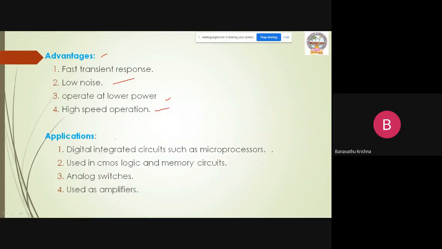And the applications of the MOSFET: it is used in digital integrated circuits such as microprocessors, and also in the implementation of CMOS logic as well as memory circuits. It is also used in analog switches and as amplifiers to increase the signal strength. These are the basic information about the metal oxide semiconductor field effect transistor, right?